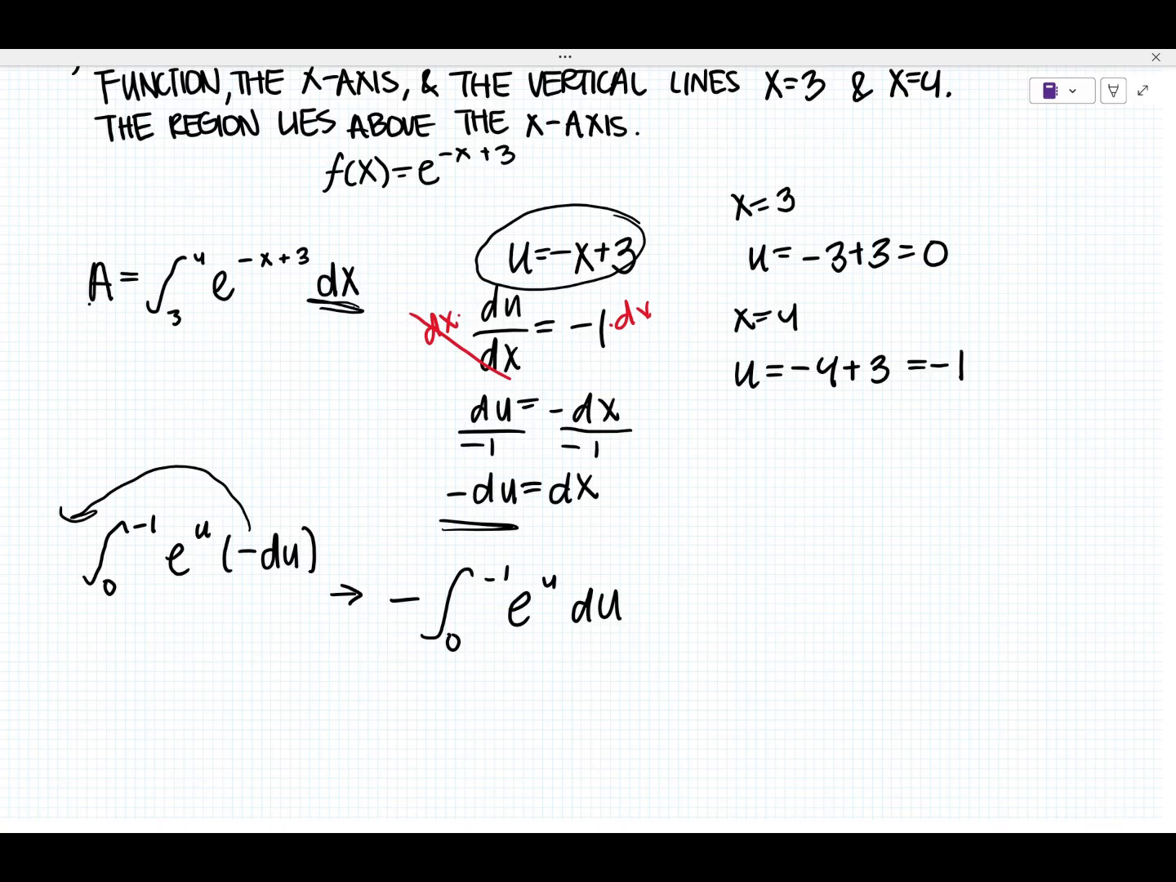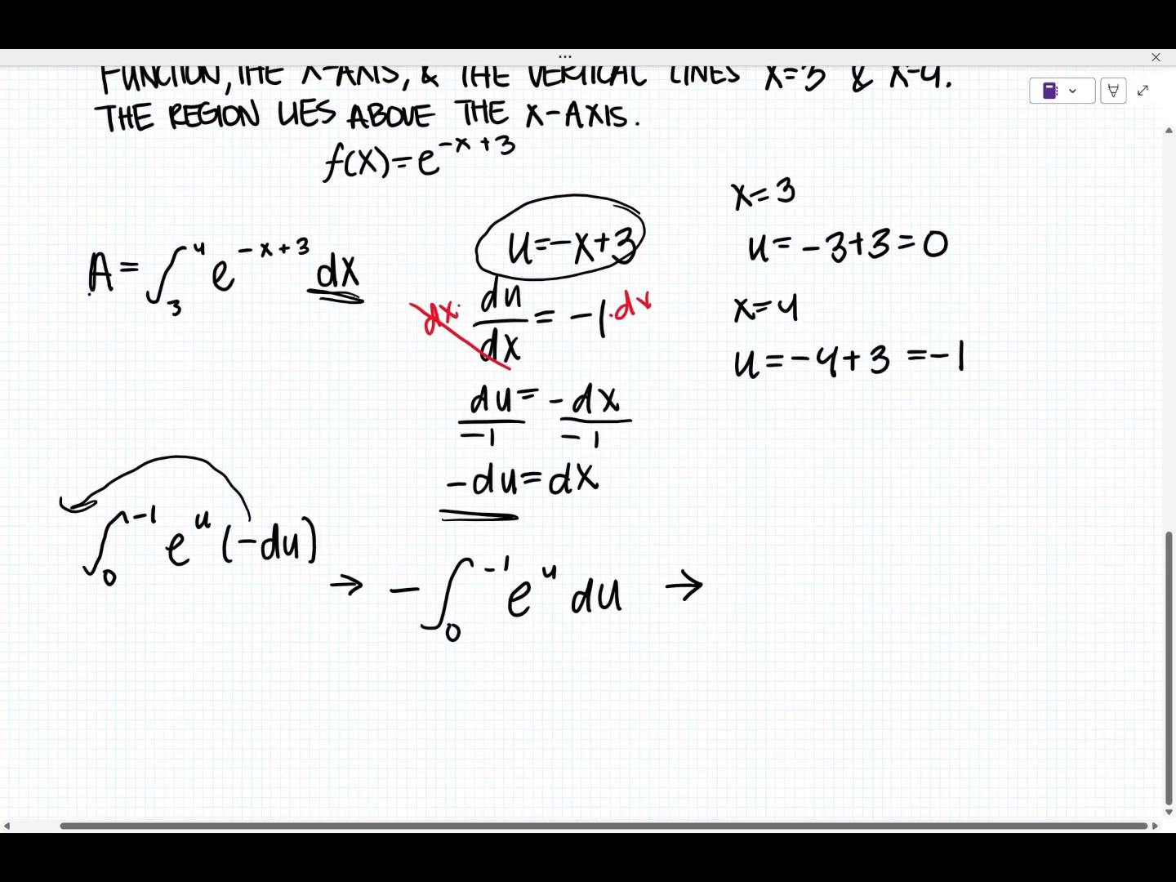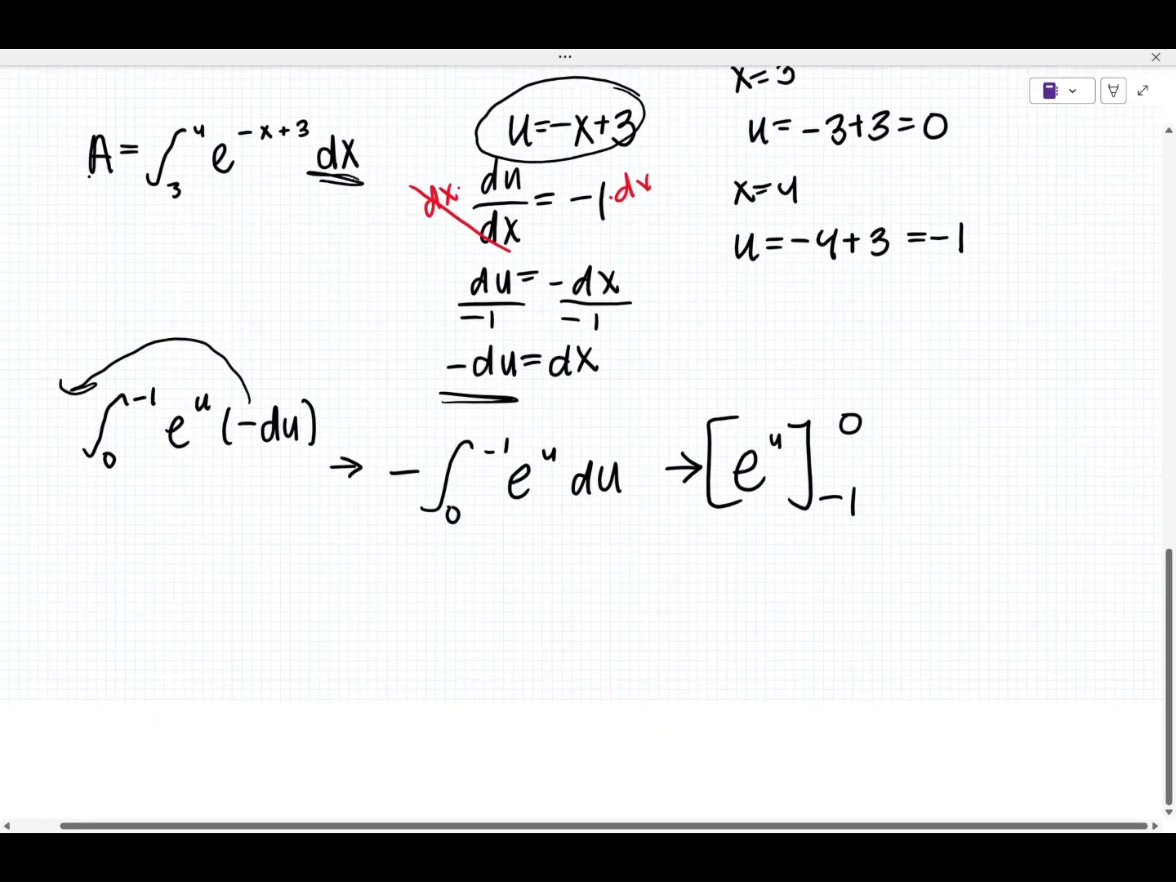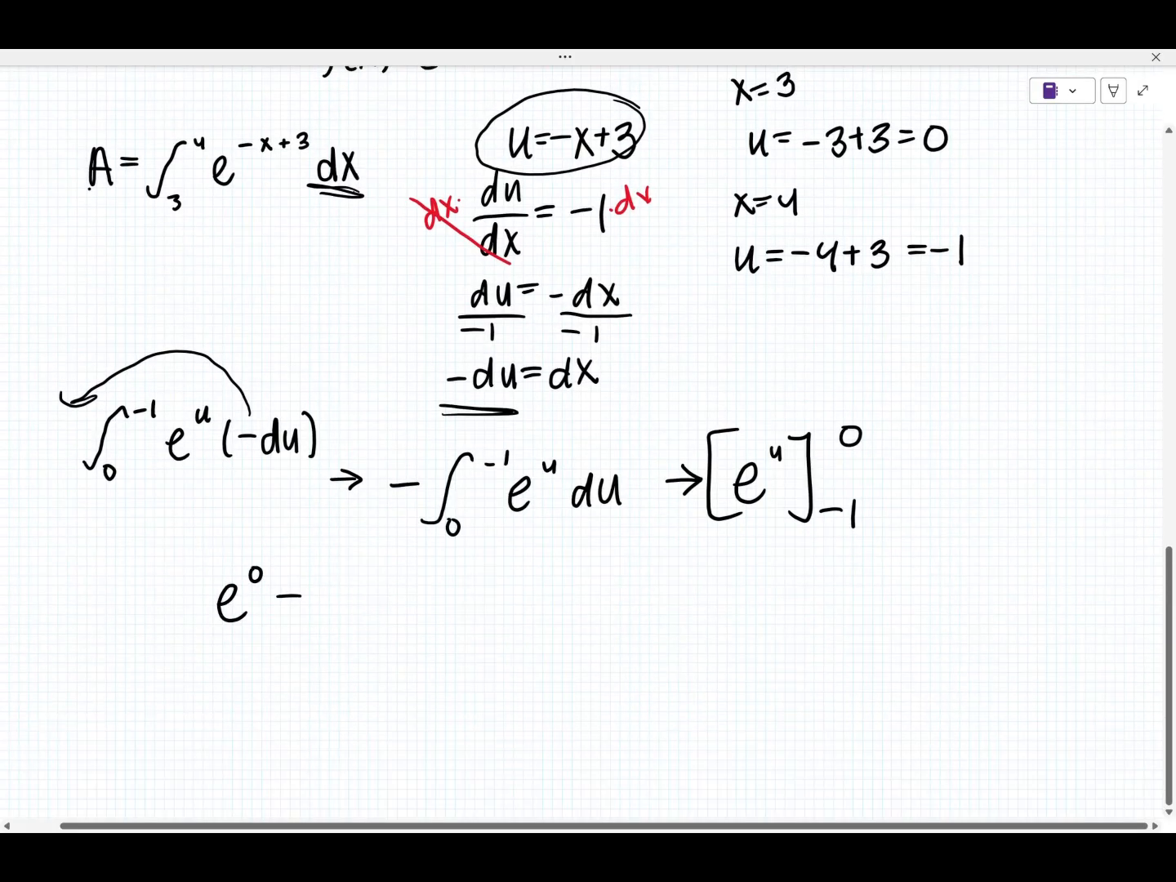Okay, so now we can continue evaluating it. The antiderivative of e to the u is still e to the u, so we will get e to the power of u evaluated from negative 1 to 0. All that is saying is we're going to substitute the upper limit and then subtract the lower limit. So that's going to be e to the power of 0 minus e to the power of 1.